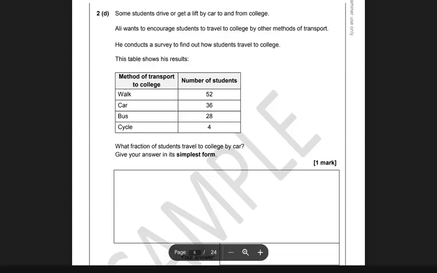So by car, that gives you 36. What's the total? The total is 120. That gives you 36 over 120. So you divide by 12, this one by 12 too. 36 divided by 12 is 3, 120 divided by 12 is 10. That's going to be 3/10. That's just one mark.